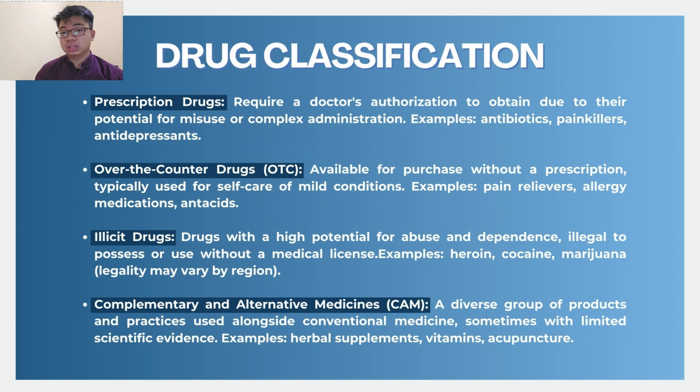Next, over-the-counter drugs, or OTC. These are readily available for self-care of minor conditions without any prescription, such as pain relievers, allergy medications, and also antacids. Next is illicit drugs. These are illegal to possess or use without a medical license due to their high potential for addiction and also harmful effects. For example, heroin, cocaine, and also marijuana.